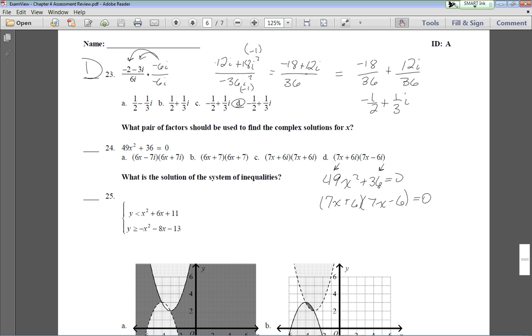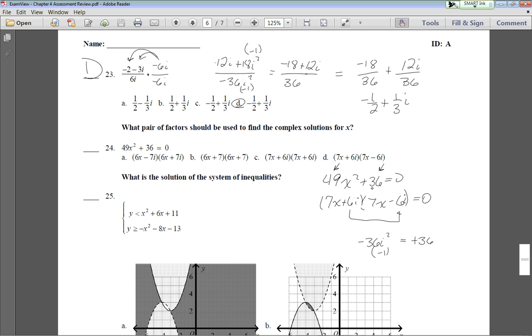Well, if you remember, when you factor this right here, you're going to get an imaginary number. So this will be 7 plus 6i and 7 minus 6i. Why is that? Well, because when you multiply these two together, you get negative 36i squared. i squared is negative 1. Negative 1 times negative 36 is the positive 36, which you need here.